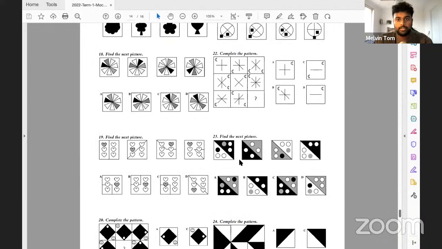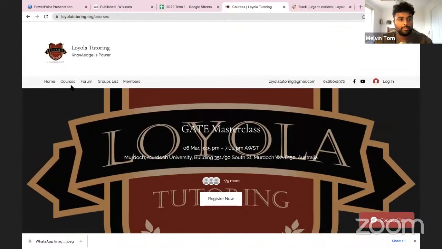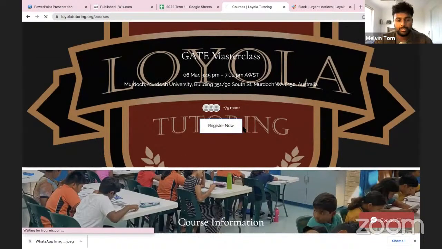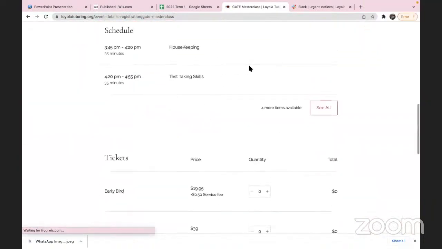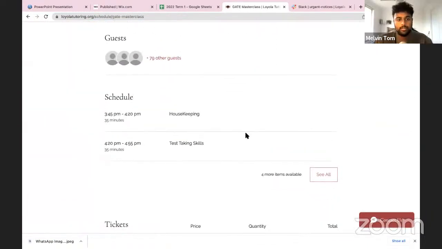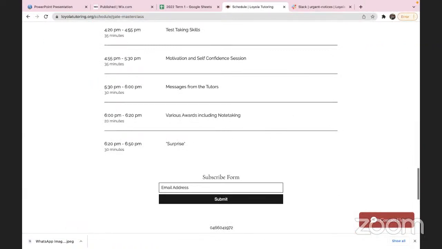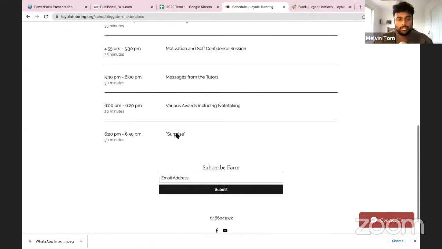I've shared the link to you guys, but you can register through the Loyola Tutoring website. Just go to the Loyola Tutoring website, click courses, go to register now, and you can register here. It also shows you the itinerary of what's happening on the day. As you can see, there's all these different events going on. There's a surprise at the end.